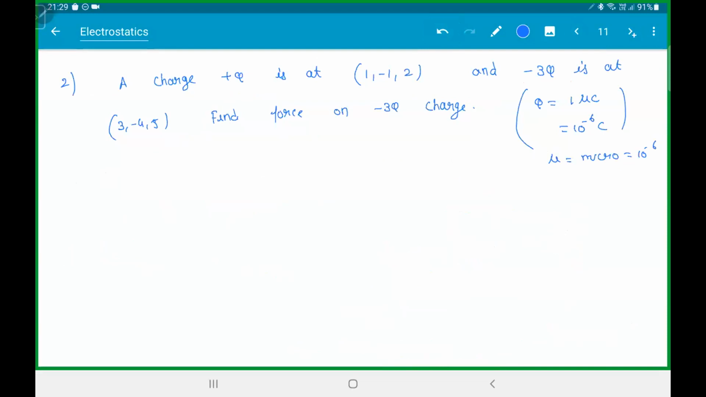So one charge is at 1 comma minus 1 comma 2. Another is at 3 comma minus 4 comma 5. Find the force on the minus 3q charge, magnitude and the vector, in i cap, j cap, k cap. Try.